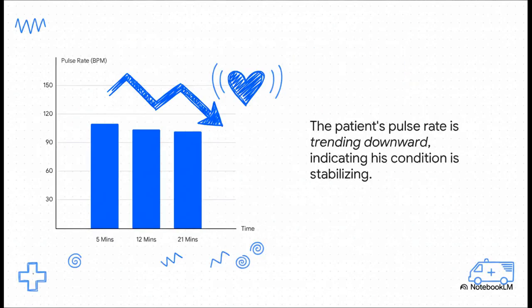This chart just makes it super clear. Look at that pulse rate. Started at 110, then dropped to 104, and now it's at 102. It's not some massive, dramatic drop, but the direction is what matters. This is the power of trending. We can now radio the hospital and confidently tell them his condition seems to be improving.